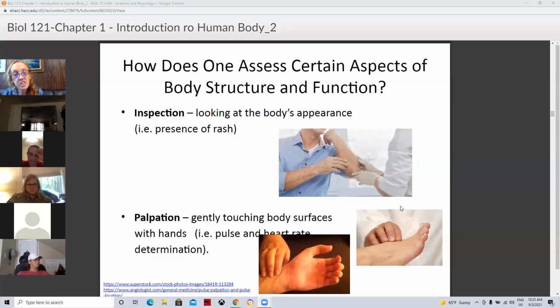So when we talk about palpitation, don't do that on someone else. But I think that's kind of a neat way of being able to feel a pulse, but just do it on yourself. So palpitation, gently touching body surfaces with the hands to measure the pulse rate and the heart rate determination.